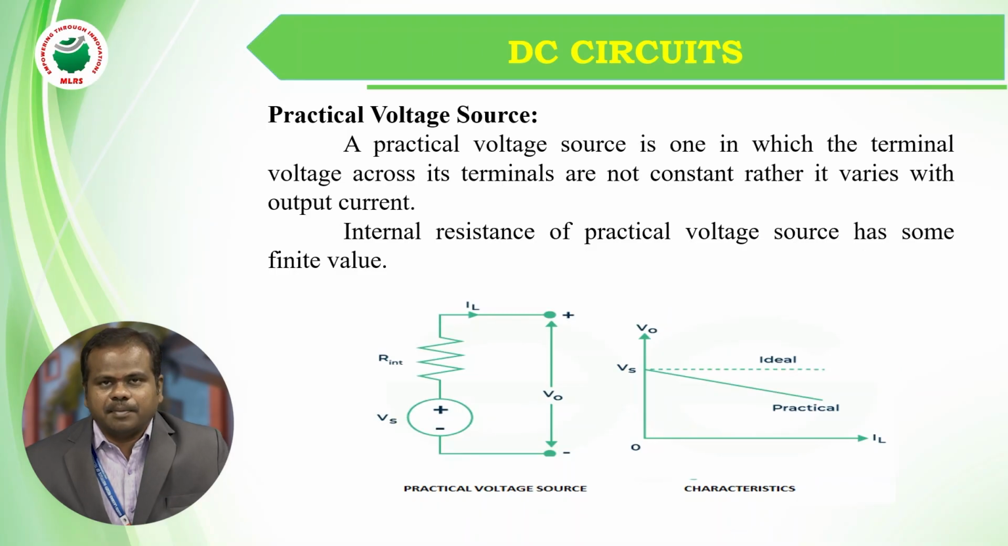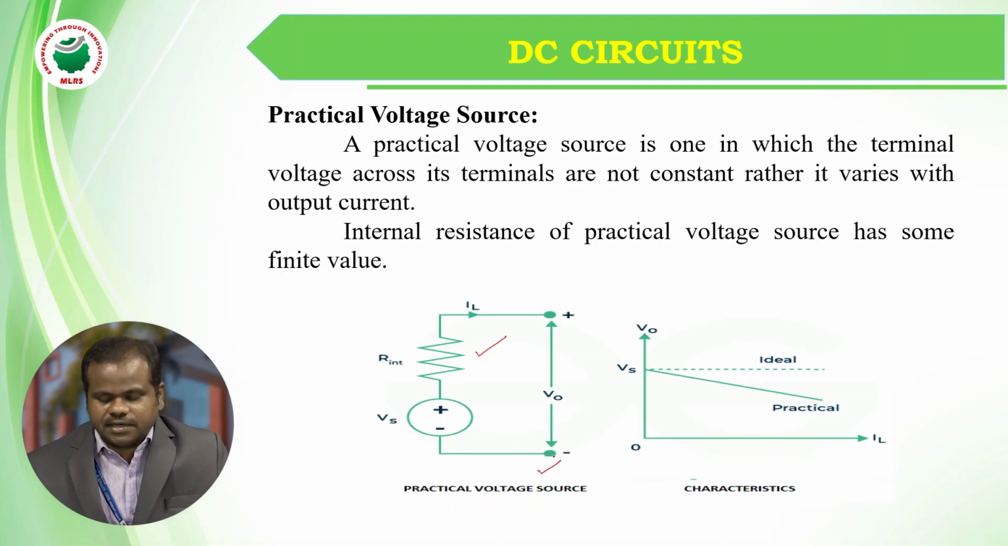Next, coming to the practical voltage source. A practical voltage source is that in which the terminal voltage across its terminals is not constant. Rather, it varies with the load current. The internal resistance of the practical voltage source has some finite value and it is represented in series with the source. So this represents the circuit symbol of a practical voltage source.